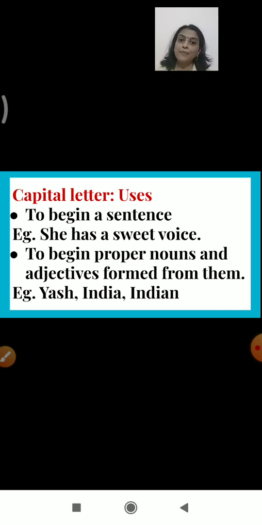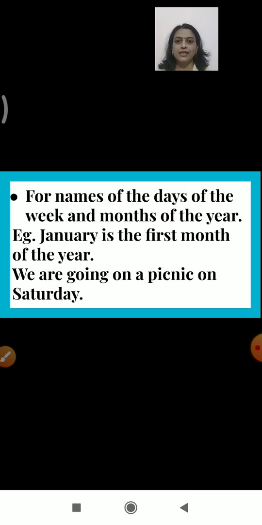Then we also use capital letter to begin the proper nouns. Now you know what proper nouns are, right? Yes. And adjectives formed from them, that is, from the nouns. For example, Yash is the name of a boy, right? It's a name, a proper name. India, our India, a country, and the adjective formed, Indian. Followed? So in this way we are using capital letters.